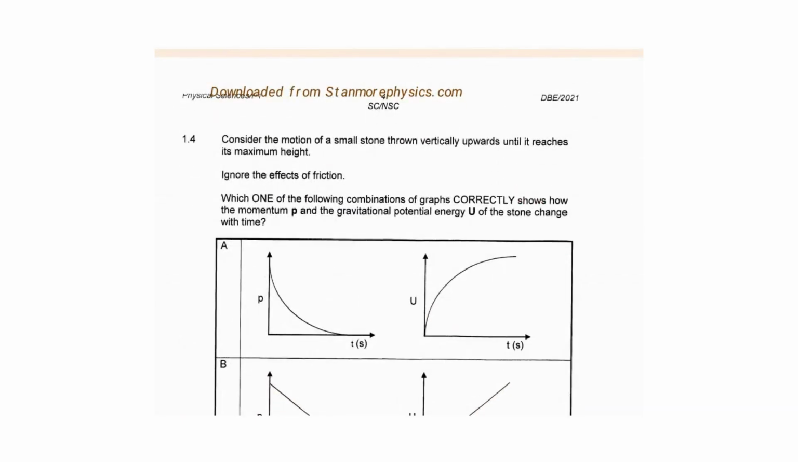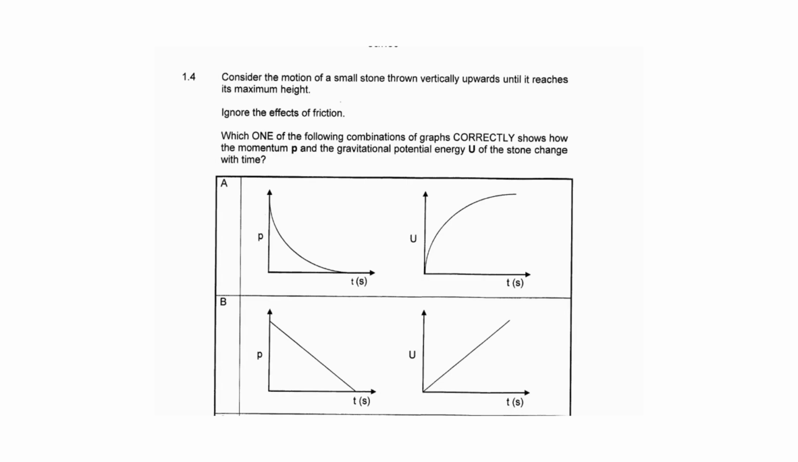Question 1.4. Consider the motion of a small stone thrown vertically upward until it reaches its maximum height. Ignore the effects of friction. So here they are telling us that the ball is in free fall, the moment they say ignore friction. Which one of the following combinations of graphs correctly shows how the momentum and the gravitational potential energy of the stone change with time?